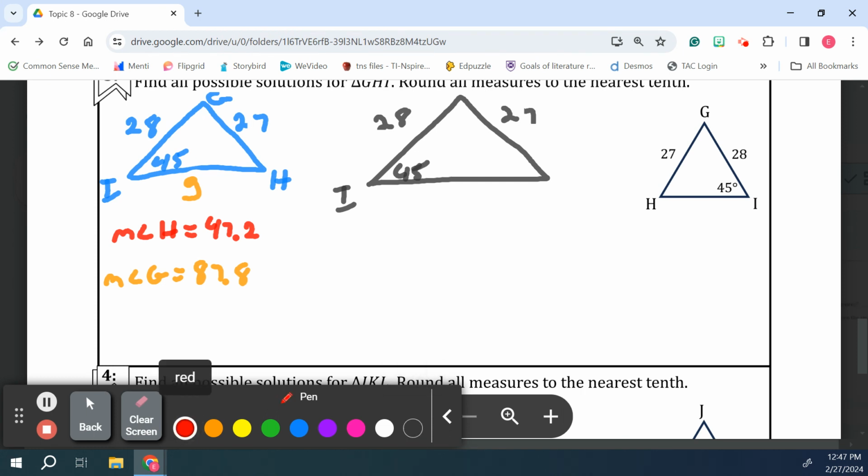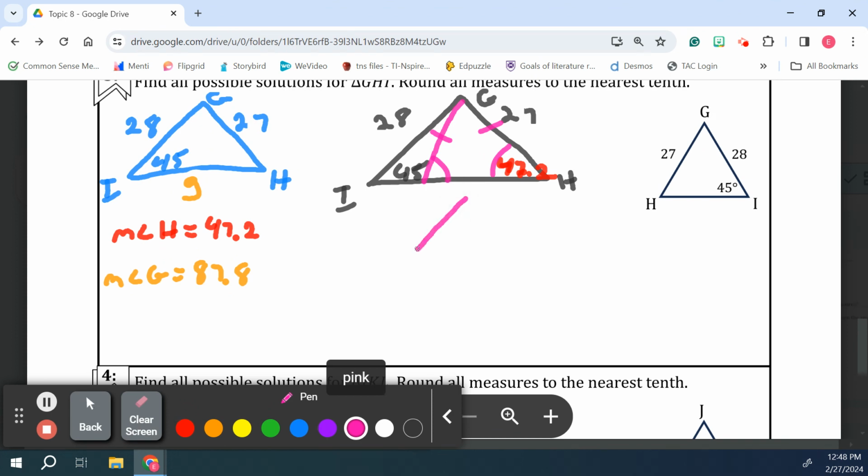I know here I have 47.2. And I'm not worried about the top part just yet. Now, I am going to create my isosceles triangle situation. I'm going to drop this. This becomes congruent. That becomes congruent. Which means if I am drawing another triangle here, I have G, and I have my brand new H that just kind of moved over.